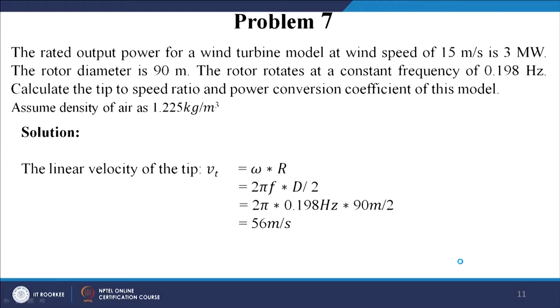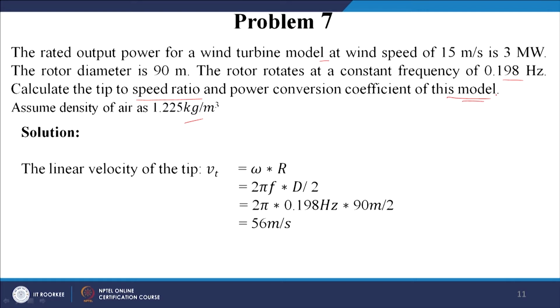Our last problem statement says the rated output power of a wind turbine model at wind speed of 15 meter per second is 3 megawatt. The rotor diameter is 90 meter. The rotor rotates at a constant frequency of 0.198 hertz. Calculate the tip speed ratio and power conversion coefficient of this model. Assume density of air as 1.225 kg per meter cube. So, this is the condition given. We have to calculate the tip speed ratio and power conversion efficiency of this model.